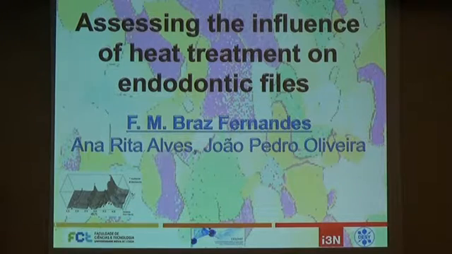I'm going to present here some work that we have been performing lately about endodontic files, and more recently on the possibility of looking for the effects of the heat treatment on these instruments.